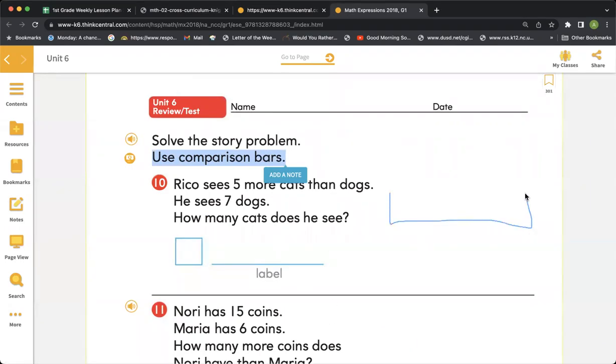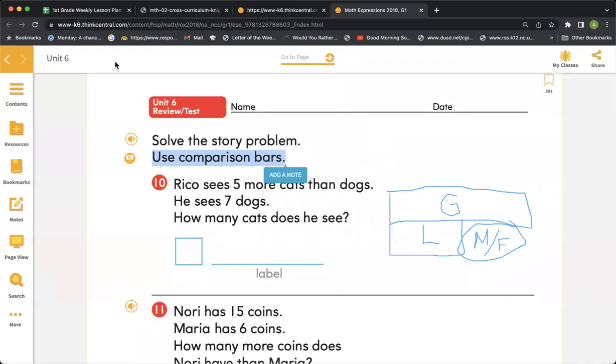Make a long one, a tall one on top, short one on the bottom, circle in the middle. Okay. Remember, this is your greater number. This is your lesser number. And this is your more or fewer number. You just have to pay attention to the words.